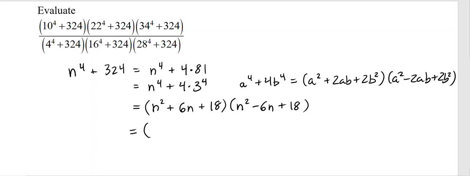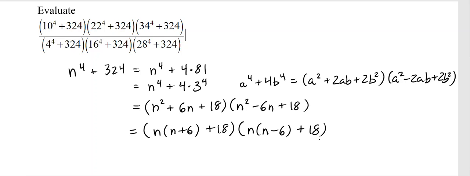I'm going to further write this as n times (n plus 6) plus 18, and n times (n minus 6) plus 18 for the second factor. The motivation to write it in this way comes from looking at the factors in the denominator and how the value of n lags 6 behind the value of n in the numerator: 4 versus 10, 16 versus 22, 28 versus 34.